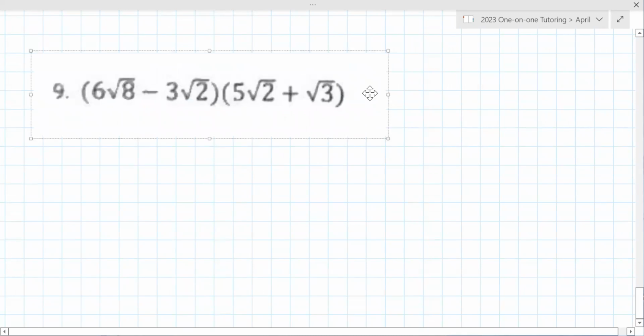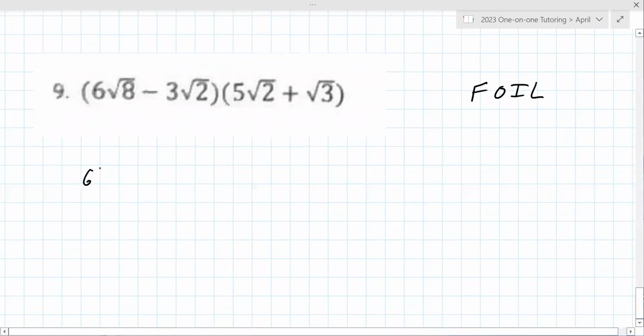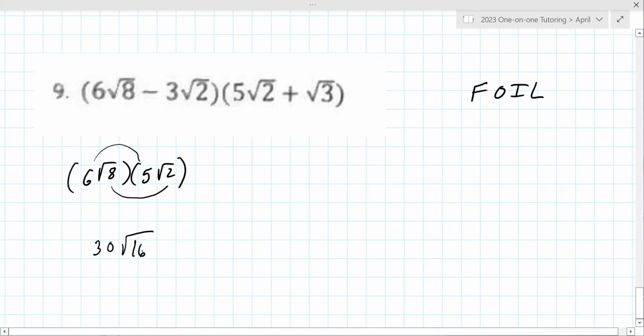Probably the way you will do this on a test or quiz is you will just FOIL this. There's a couple of things you could do to make it a little faster, but I'm not going to worry about that for the moment. So we're taking 6 square root of 8 and multiplying it by 5 square root of 2. You multiply the numbers and you multiply the roots. 30 square root of 16. Is that clear? Okay.